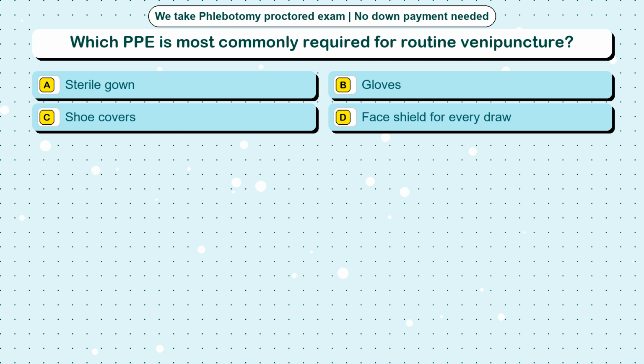Question 19. Which PPE is most commonly required for routine venipuncture? Option A, sterile gown. Option B, gloves. Option C, shoe covers. Option D, face shield for every draw.